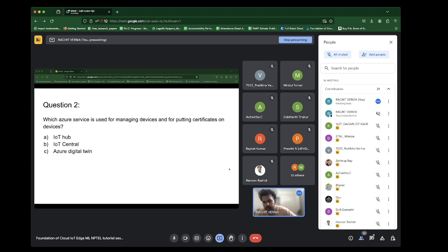Which Azure service is used for managing devices and for putting certificates on devices? Is it A, the IoT Hub? Is it B, IoT Central? Is it C, the Azure Digital Twin?